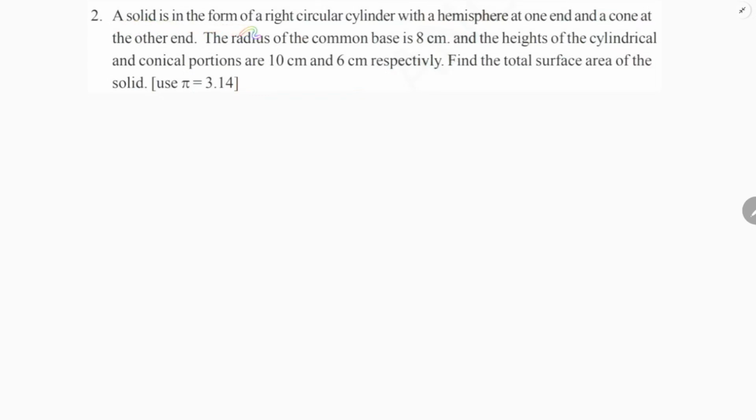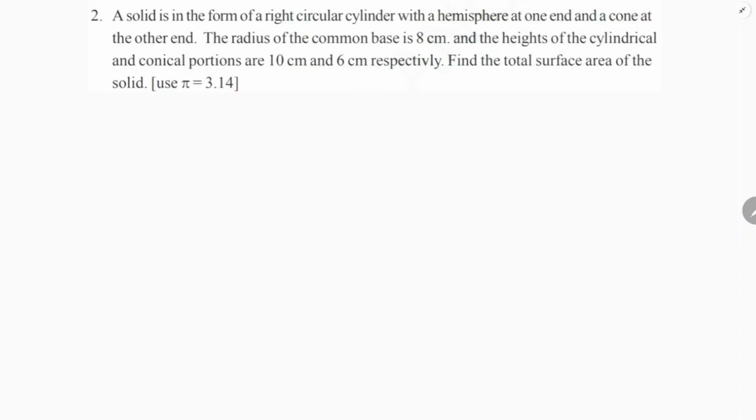A solid is in the form of a right circular cylinder with hemisphere at one end and cone at the other end. The radius of the common base is 8 centimeters and the height of the cylinder and conical portion are 10 centimeters and 6 centimeters respectively. Find the total surface area of the solid.